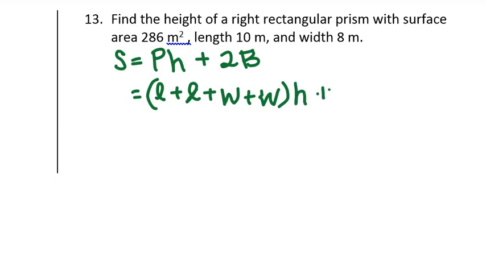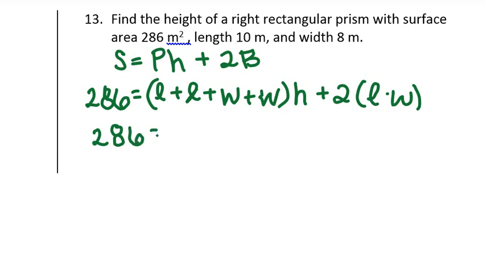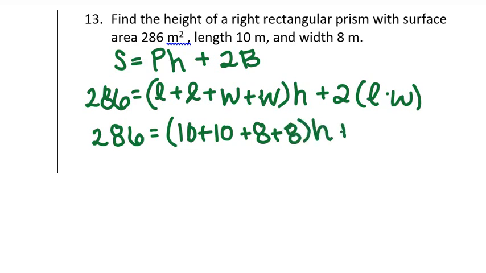And then we have our height. And then 2 times the area of the base, so you got to think again, the area of the base will be a rectangle. So in order to find that, I'm going to do length times width. So over here, I'm just showing all the variables of what it is that I'm doing. I was told that the surface area is 286, so we can put that in here. And now we can go ahead and substitute everything that we know. We're asked to find the height, but we do know the length, and we know the width. The length is 10, so that'll be 10 plus 10. And then the width is 8, so we'll have 8 plus 8. We don't know the height, so that'll be our variable. And then over here we have 2 times 10 times 8.